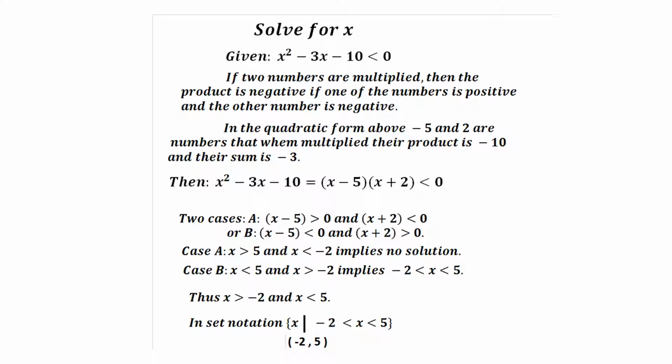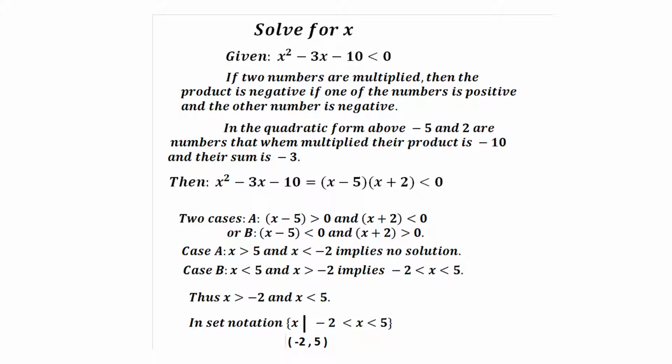So we take the first case. x minus 5 greater than 0. Move the -5 to the other side. x is greater than 5. x plus 2 is less than 0. Move the 2 to the other side. x is less than -2. So we have x greater than 5, and at the same time, that number x is going to be less than -2. There are no such numbers. So there is no solution for this case.